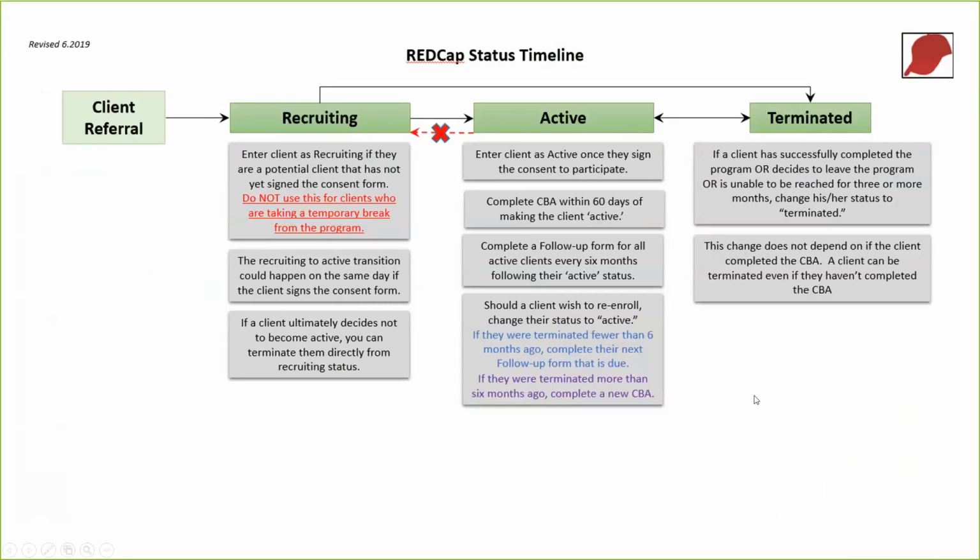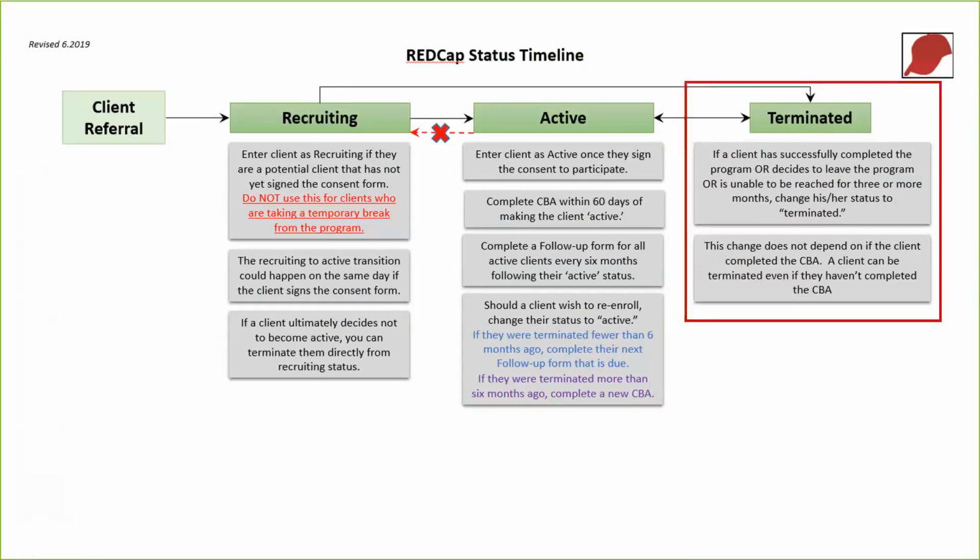If a client has successfully completed the program or decides to leave the program or is unable to be reached for 3 or more months, they should be changed to terminated status. Clients can be terminated even if they haven't completed the CBA. That means a client can be terminated from active status or from recruiting status.